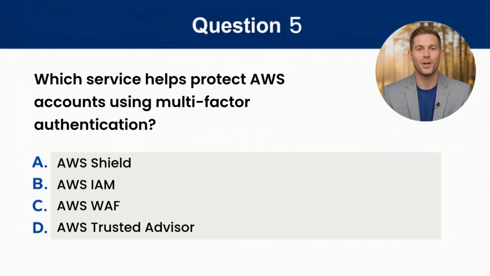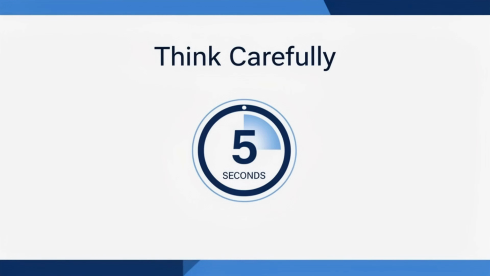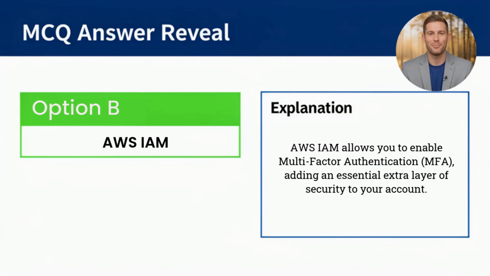Question 5. Which service helps protect AWS accounts using multi-factor authentication? A. AWS Shield. B. AWS IAM. C. AWS WAF. D. AWS Trusted Advisor. Pause and think about the best option. The correct answer is B. AWS IAM. AWS IAM allows you to enable multi-factor authentication, MFA, adding an essential extra layer of security to your account.